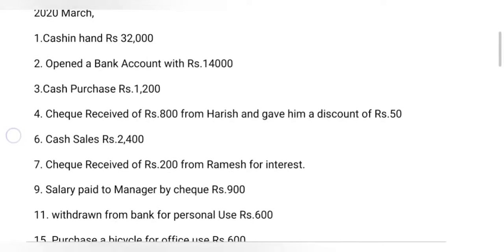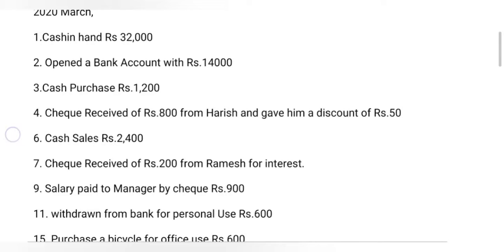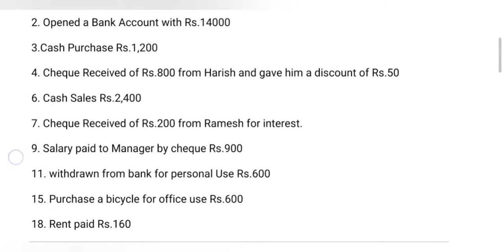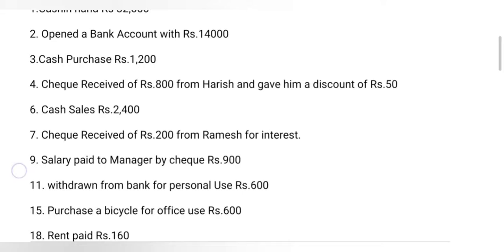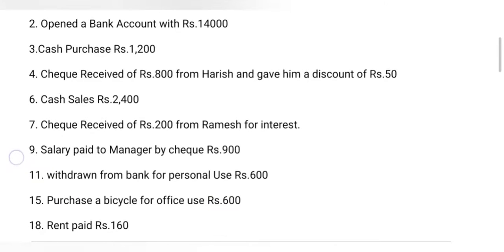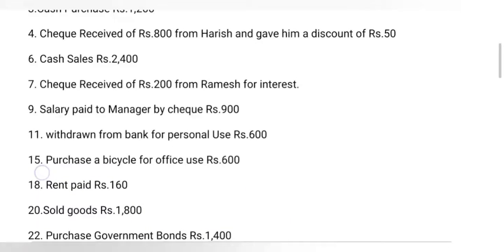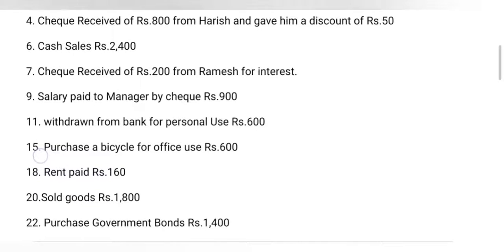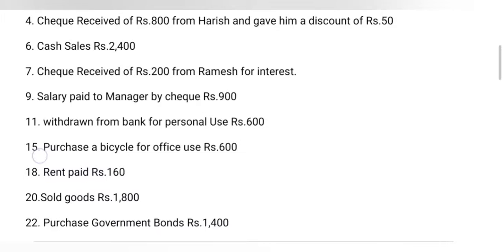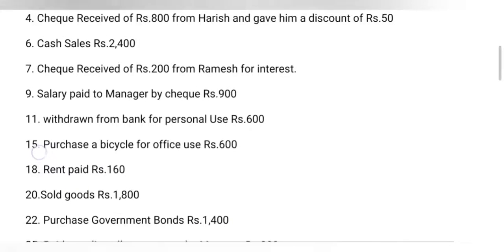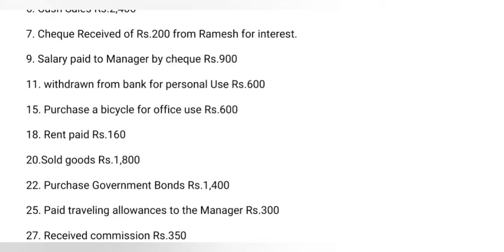The first transaction: cash in hand rupees 32,000. On the second date, open a bank account with 14,000 rupees. On the third date, cash purchase rupees 1200. On the fourth date, check received of 800 rupees from Arish, gave him a discount of 50 rupees. Then on the sixth date, cash sales, 2400 rupees. Then on the seventh date, check received of 200 rupees from Ramesh for interest.